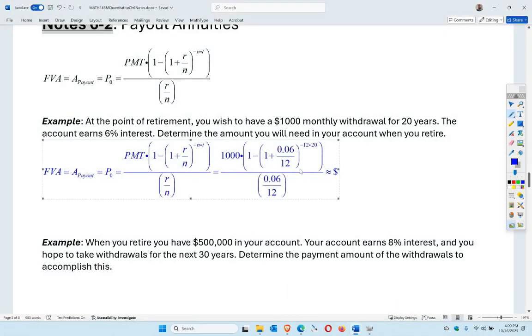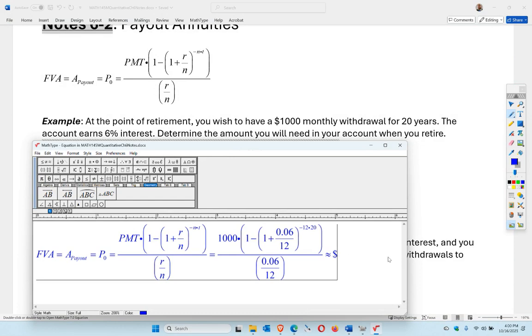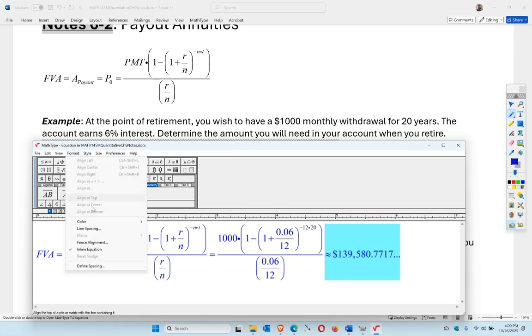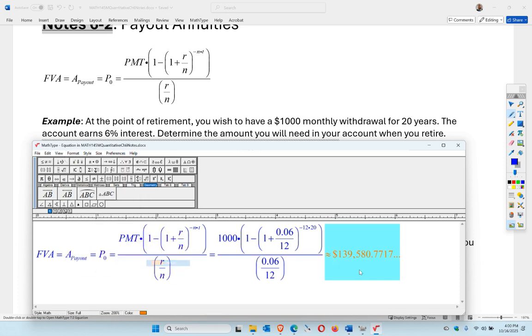Okay, where is it here? All right, so let's extend this out. 139,580.7717, and there's more after that. Really doesn't matter. You can do some rounding anyways, but the point is you need to have this much in your account when you retire. Does that mean you actually put that much amount in? No, you put in less than that because it's going to gain interest, right? So that's the amount you need in your account. You're going to get $1,000 a month for 20 years at that point, right?